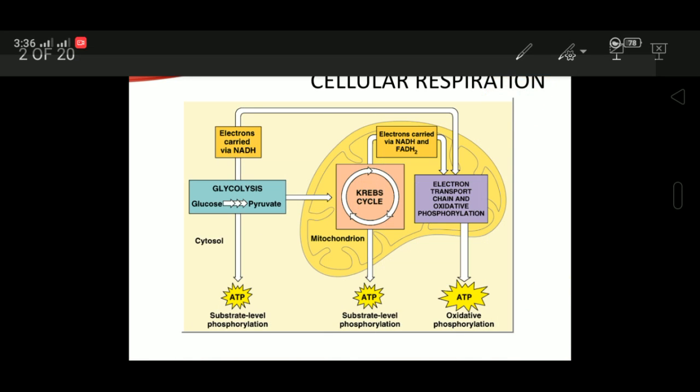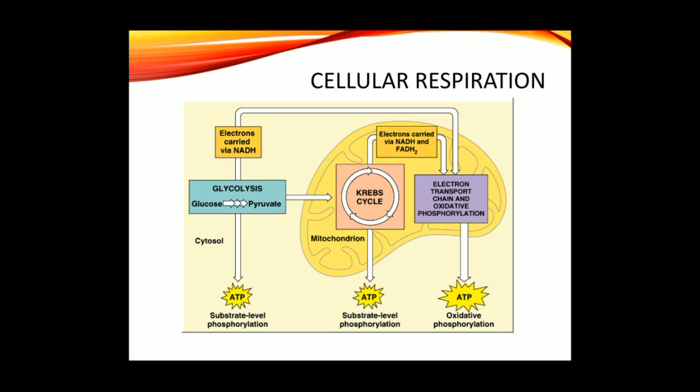So let's have an overview of cellular respiration. We have already discussed glycolysis, in which glucose converts into pyruvate, then pyruvate into acetyl coenzyme A, then it goes for the Krebs cycle, and the last process, which we will discuss today, is the electron transport chain and oxidative phosphorylation. This was the basic idea.